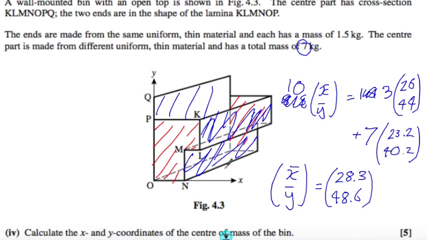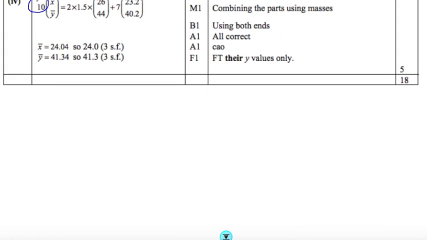Right, so let me run through that again. 3 times 26 plus 7 times 23.2 divided by 10 is 24.04. And then 3 times 44 plus 7 times 40.2 divided by 10 is 41.34. Okay. So combining the parts using masses, one mark for using both ends, which I would have lost because I only had 8.5, A1 for it all correct, and then that for 2 answers. And even if you messed up the other 2 parts, you still get follow through marks for your original values, which is usually the case, so don't be too scared if you're not.